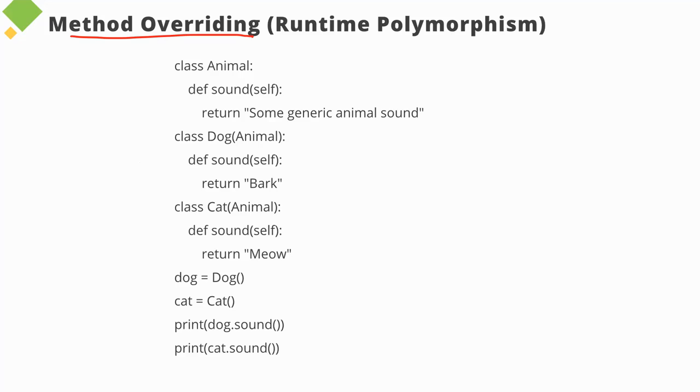If you see a class Animal, it consists of sound, with the self parameter, and it returns some generic animal sound. Now we have two subclasses, Dog and Cat, which inherit Animal. If you create a dog and call sound, it would call bark. And if you call sound on the cat, it would print meow. So sound is the same function, but it performs different results. This is called runtime polymorphism.